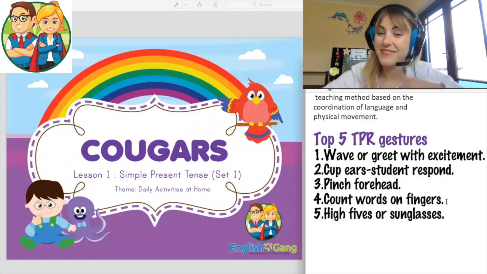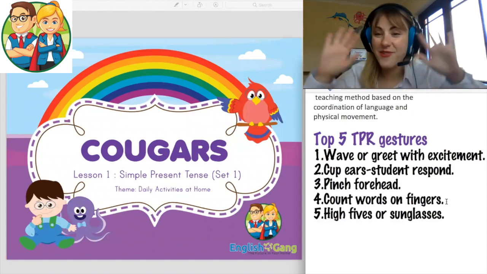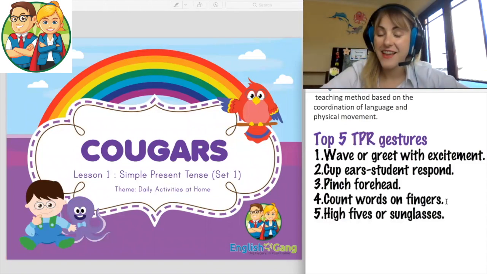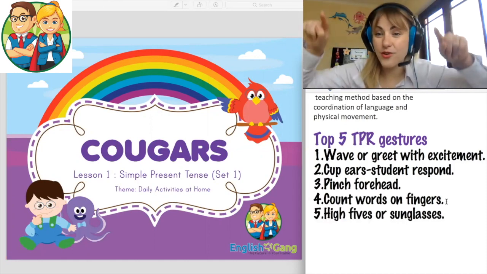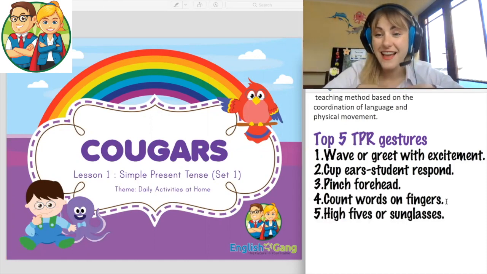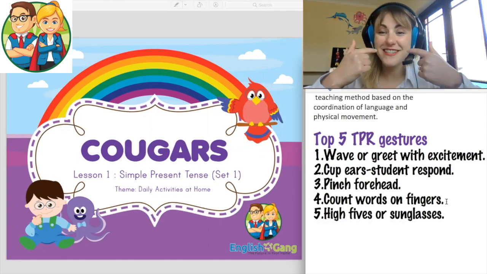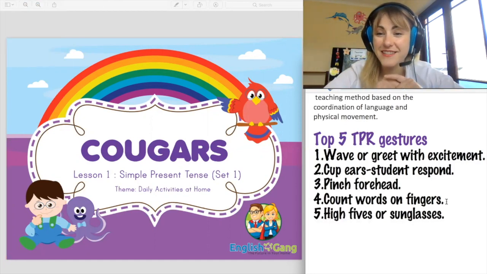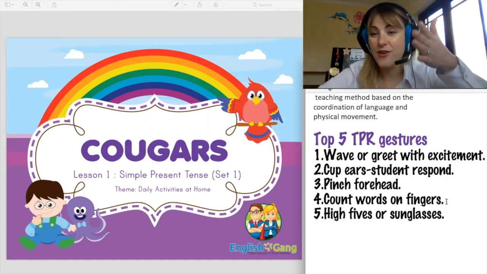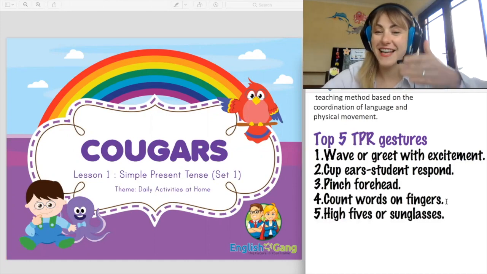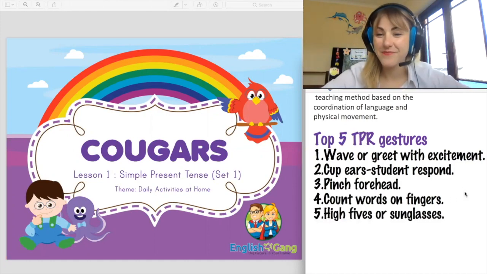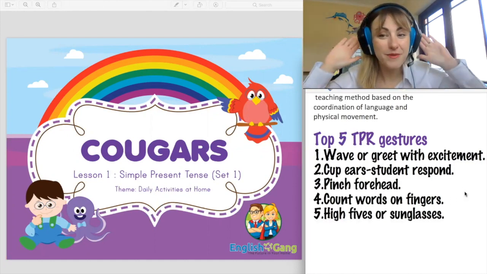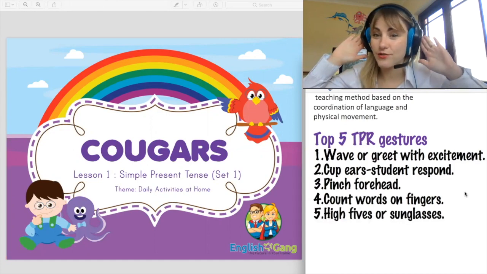Number 1, always wave or greet with excitement. A good way is to make use of your whole screen and try to always have a big smile on your face, use your hands, or even fake a little handshake. Those are always fun.